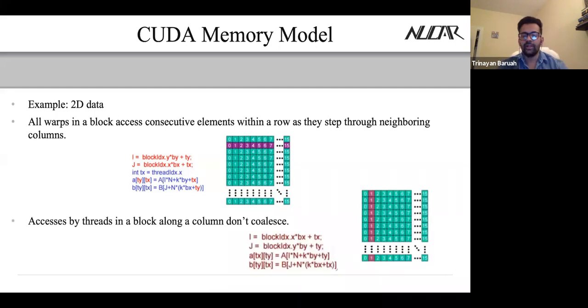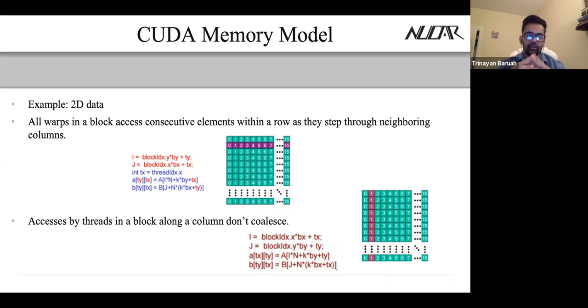On the other hand, if I have threads access elements along the same column, since this is row major order, the elements belonging to the same column will be placed further apart in memory. So it's hard to get good coalescing because these elements are scattered across memory. You can't really coalesce because they don't fit in the same memory segment. So just something to be aware of.